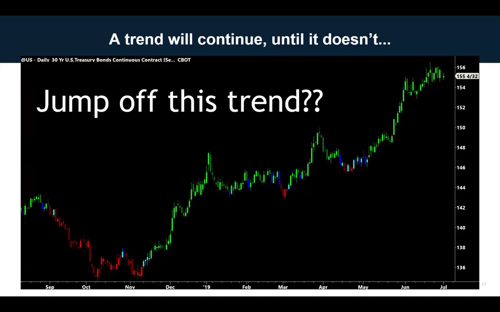All right, another tenet, and I love this one, and this is really how it was explained. The trend will continue until it doesn't. A lot of help there, Charlie. The trend will continue till it doesn't, so says Charles Dow. So in this particular example, the question mark I have here, and this has been a trend that we've been long in the futures room for some time, this is the 30-year bond, also known as the long bond. Would I jump off this trend?